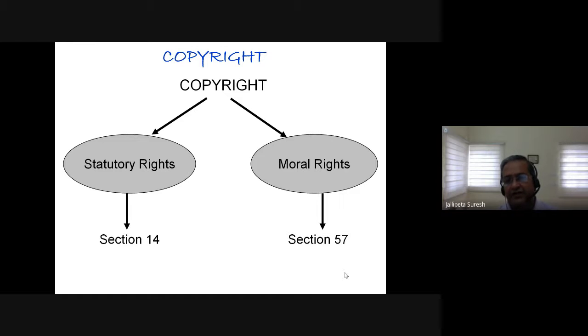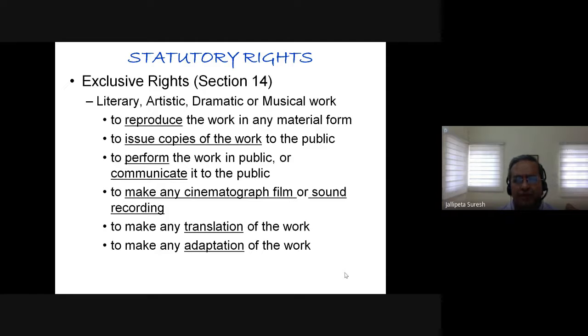Similarly, we have, on the other hand, a very important special right called moral rights. That is, even in the absence of a copyright, a person can still exercise moral rights in the work. So we are going to see in this session what these moral rights are and how they are enforced. Now let's go back to the exclusive rights, the statutory rights.